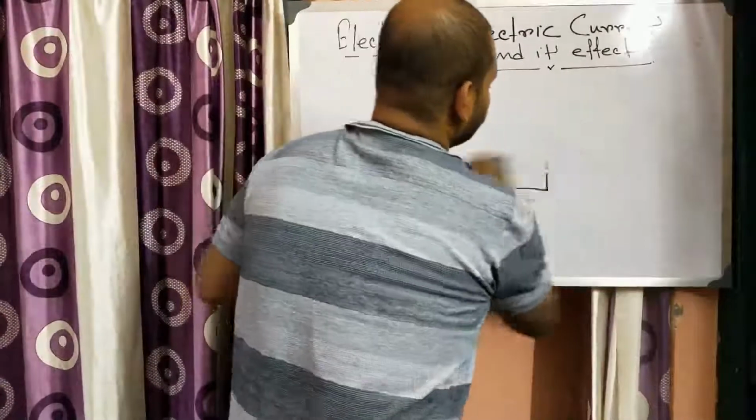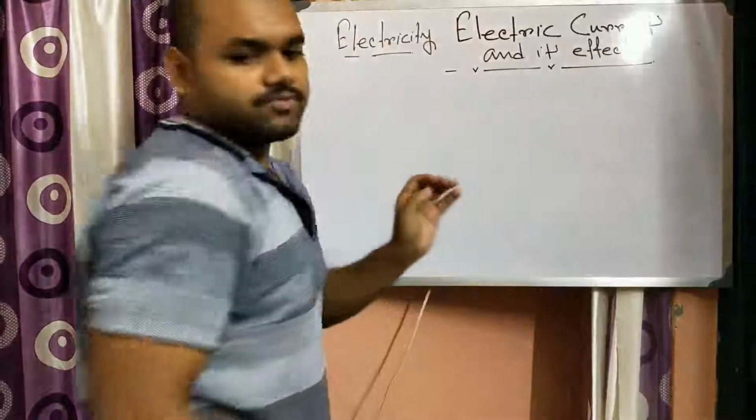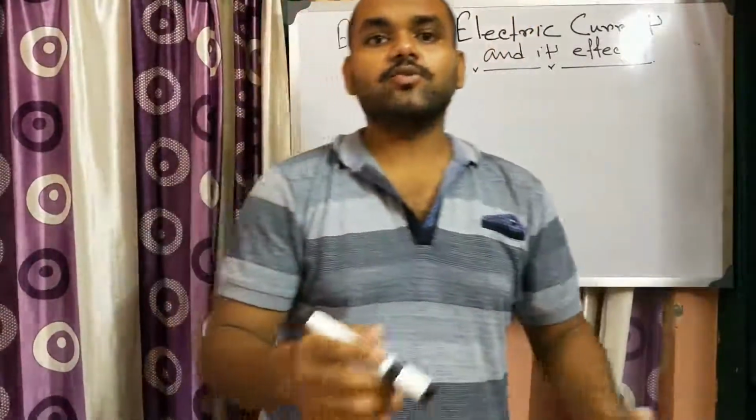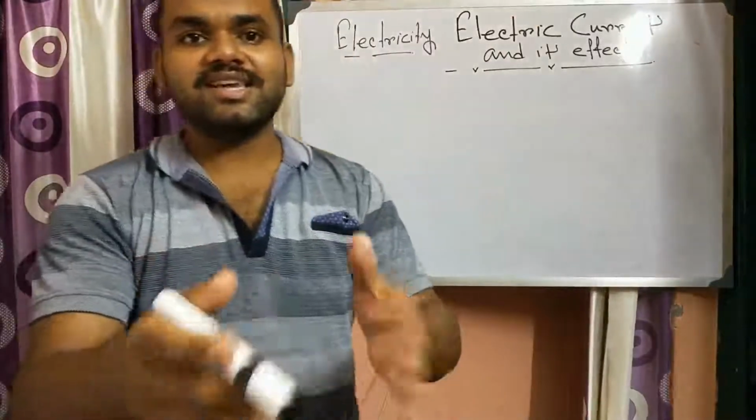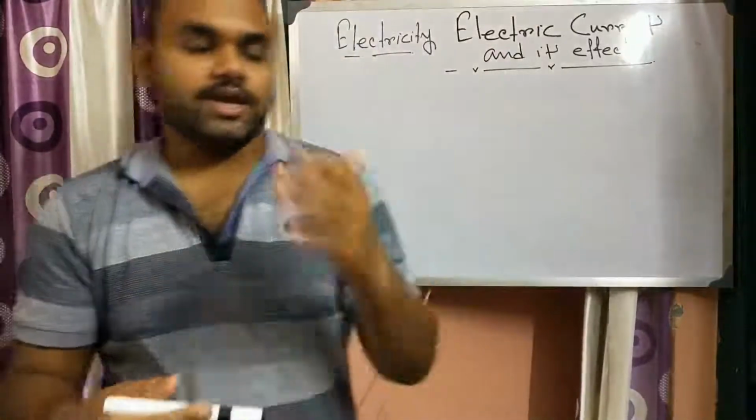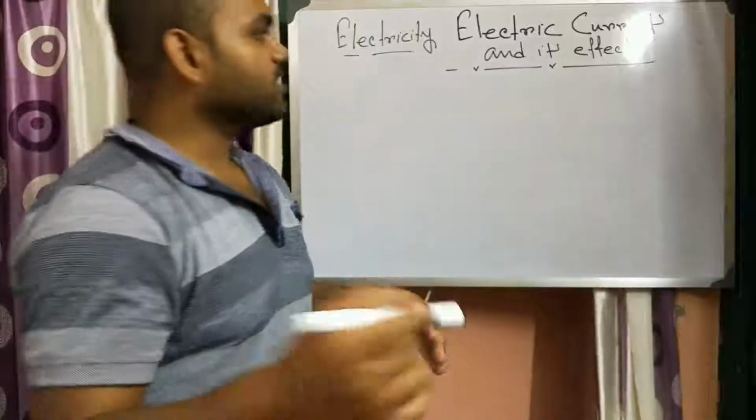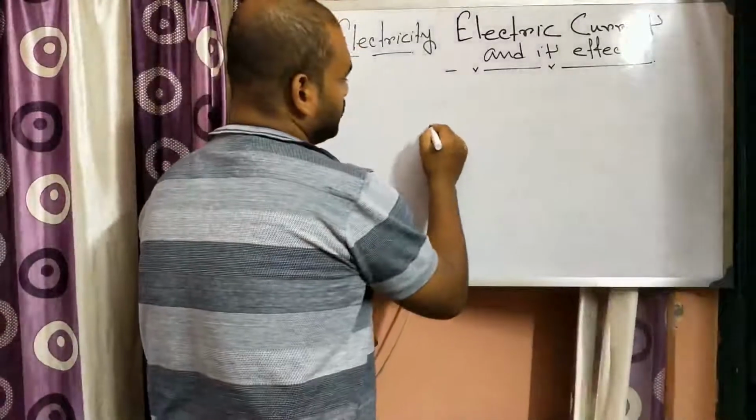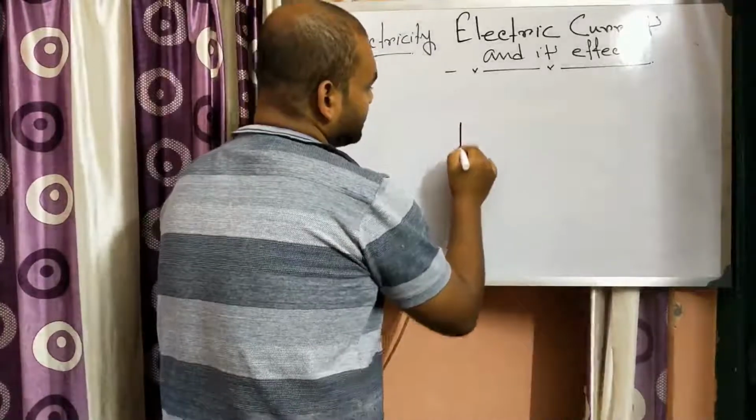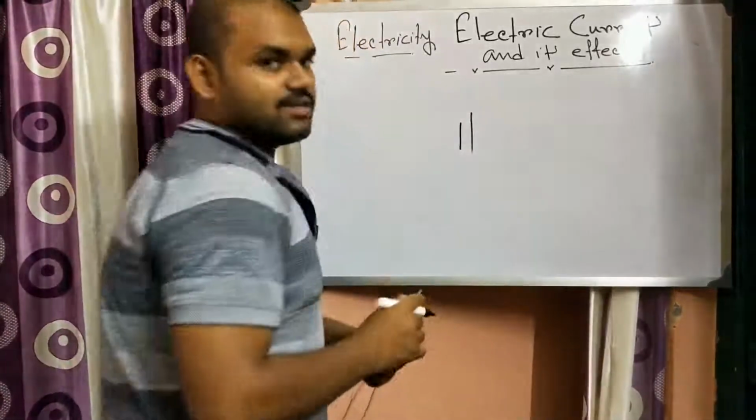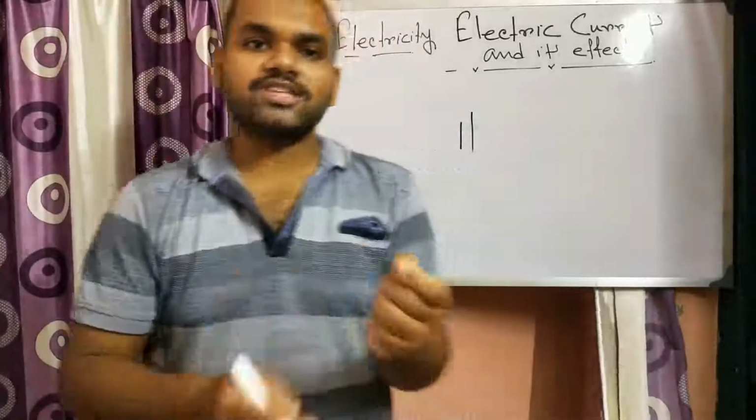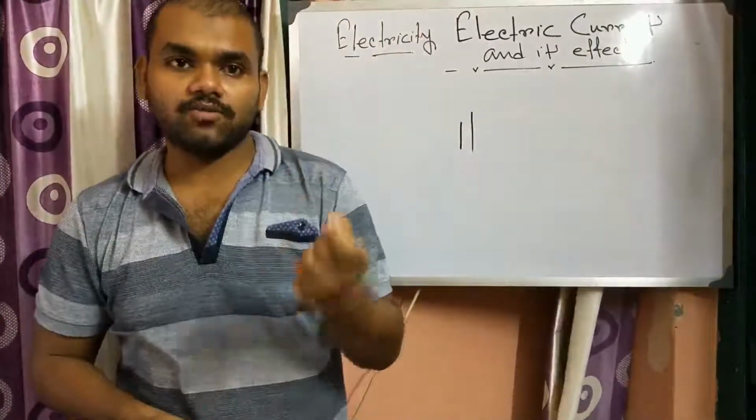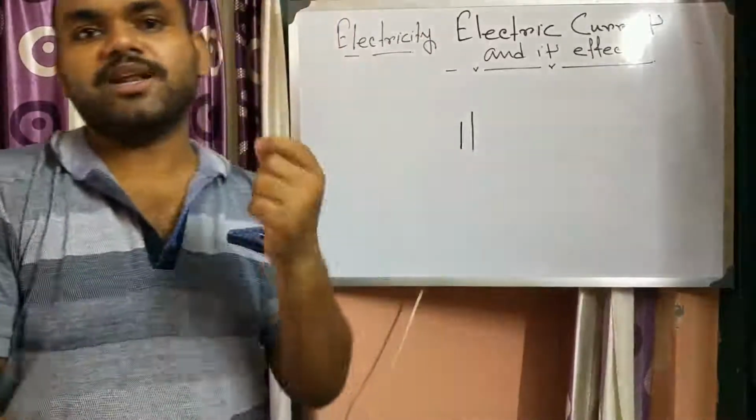Next, let us know about a few combinations of cells. Combinations of cells are known as a battery. Here we can connect the cells in different combinations. In case of series combination, we need to connect the cells one after another in such a way that the positive terminal of one cell is connected with the negative terminal of another cell.